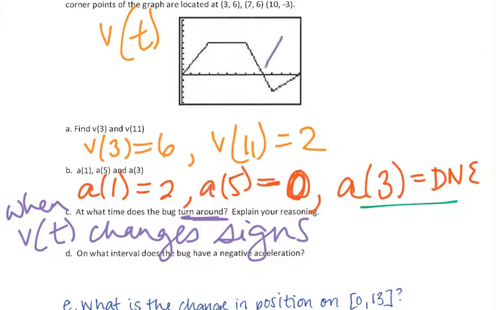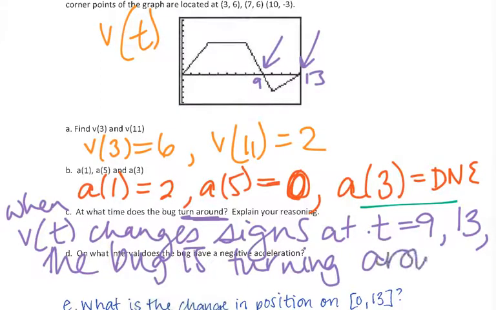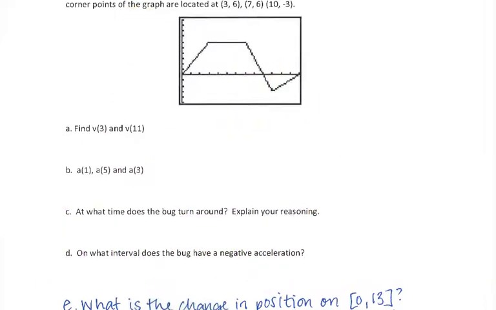That happens at two places, here and here. At t equals 9 and 13. So at t equals 9 and 13, the bug is turning around. Okay, so it's changing from right to left at 9 and from left to right at 13. Okay, let's clear the page again so that we can see these final few problems.